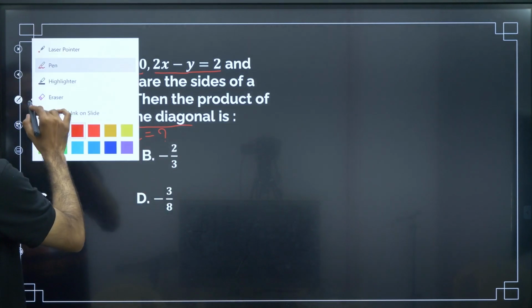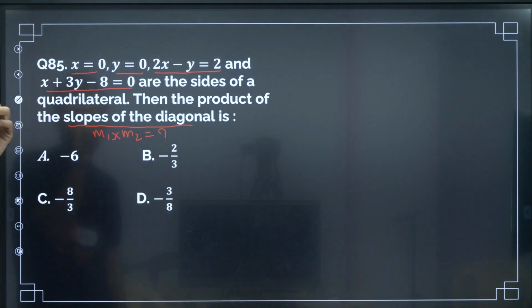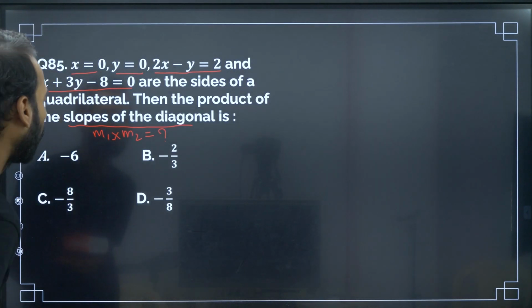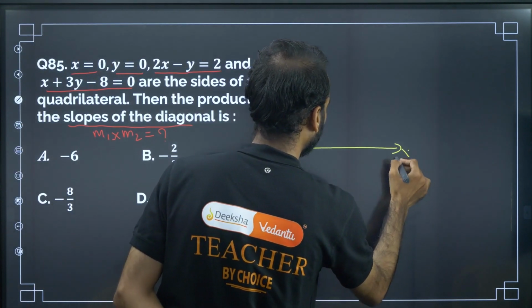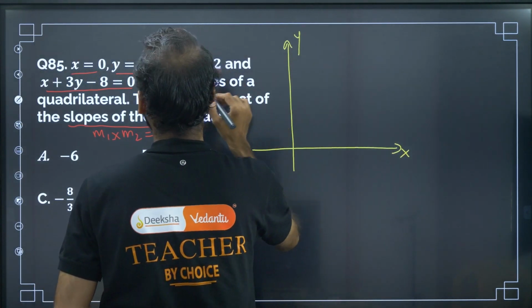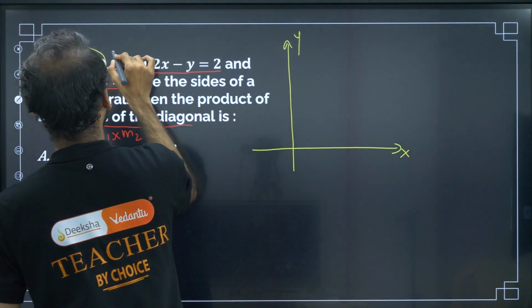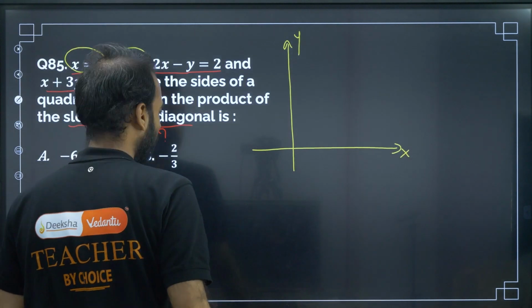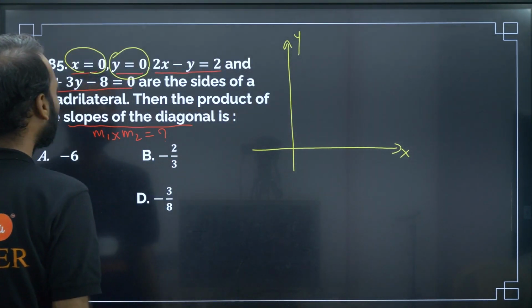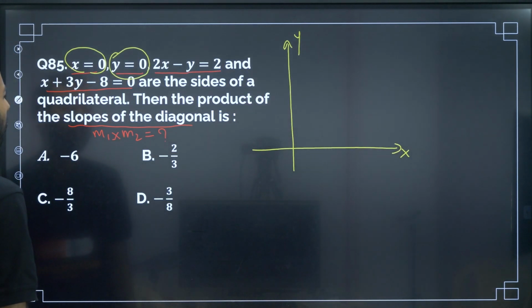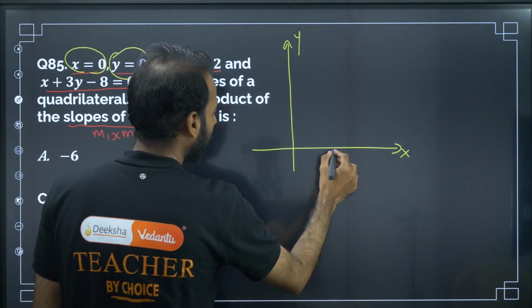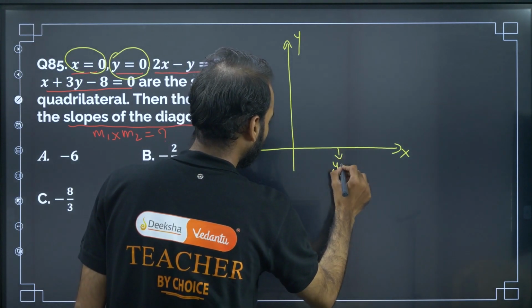Now for this x equal to 0, y equal to 0, 2x minus y is equal to 2. We'll go for plotting of graph. How to plot a graph? See here, let me consider this as x, this as y. x is 0, y is 0, 2x minus y is 2, and x plus 3y minus 8 is 0. So this equation is y is equal to 0.